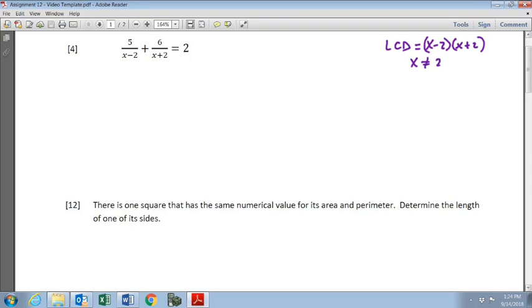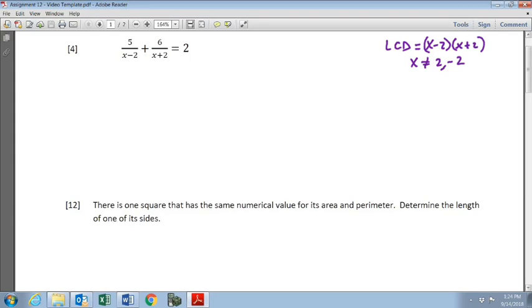I didn't mention, we do have some restricted values here. Notice that if x were 2, in this denominator here, x minus 2, you'd have 0. 2 minus 2 would be 0, so we would be undefined. So that would be a restricted value, and of course negative 2 would be a problem in the other denominator here. So those are our restricted values. If when we're done we get a solution of 2 or negative 2, we got to throw it out.